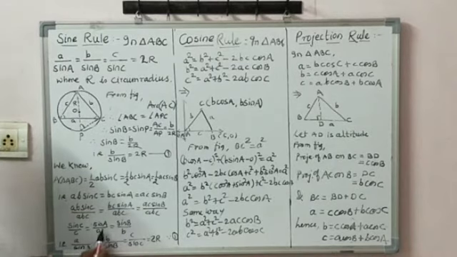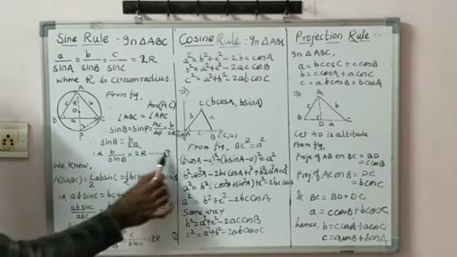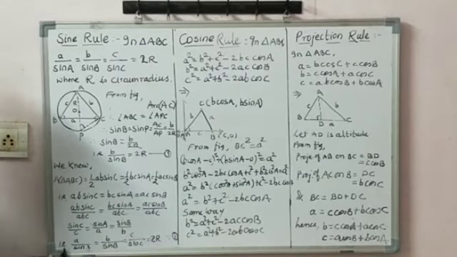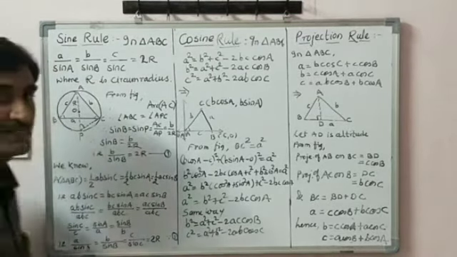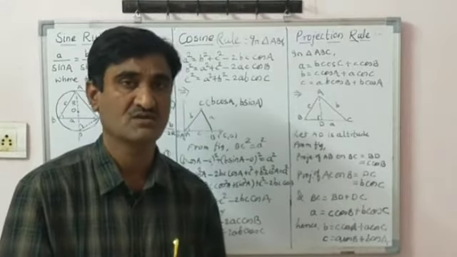First we write A upon sin A, B upon sin B, C upon sin C. From equation number 1, it is twice R. Therefore all these three ratios are equal to twice R, and this is nothing but the sine rule. In this way we prove the sine rule.